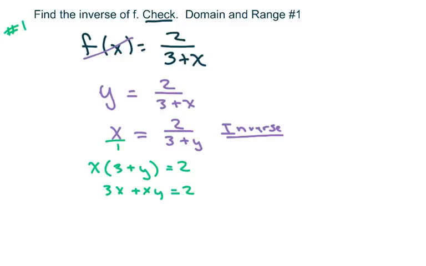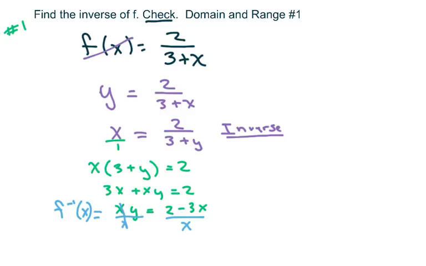So I'm going to subtract 3x from both sides. And then divide both sides by x. So basically, this is the inverse, and I can call this f inverse of x. Now let's just do the domain and range.